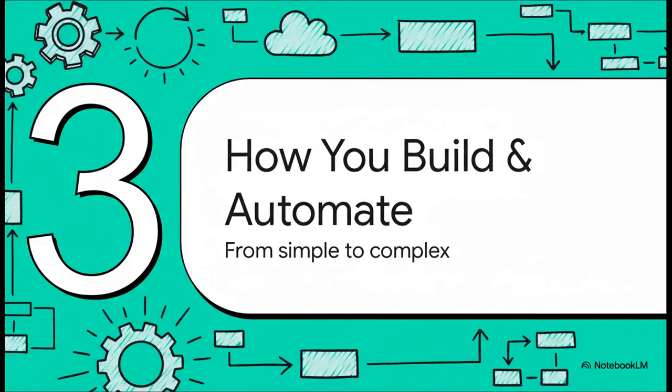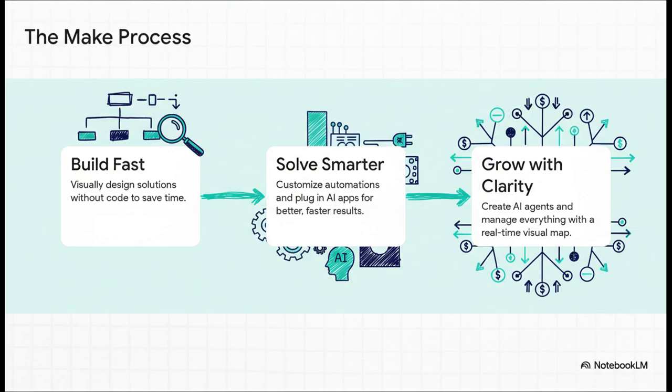Okay, so that's the big idea. But how does it actually work? Let's get into the nitty-gritty of how you build and automate. It really boils down to 3 steps. First, you build and ship things fast, all visually, no code required. Then, you start solving problems in a smarter way, maybe bringing in some AI to help out. And finally, as you scale up, you can grow with total clarity, seeing how everything connects.